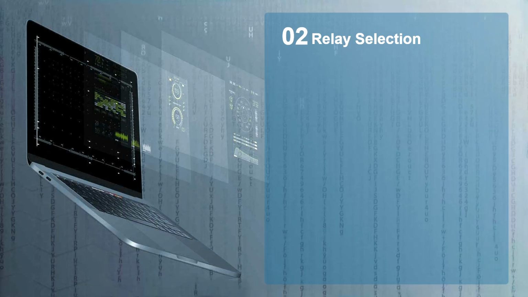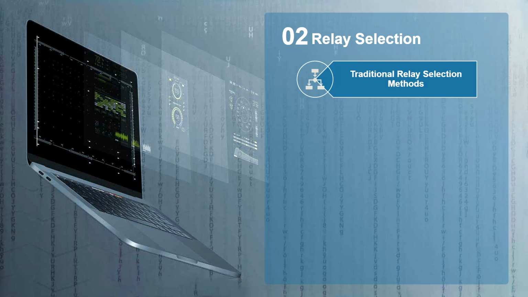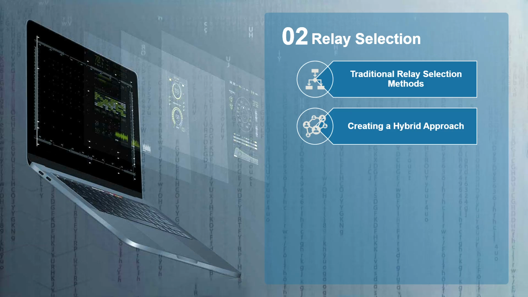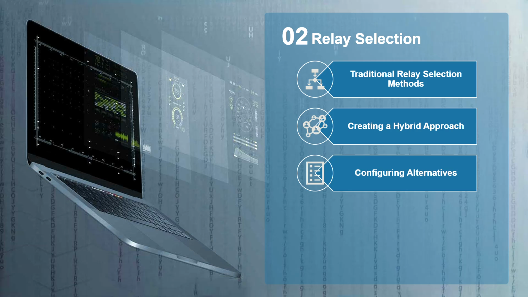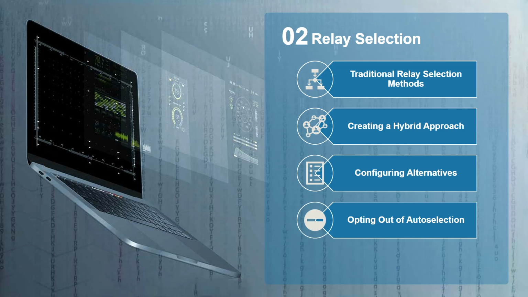Once you have some relays installed, endpoints will be looking to register on them. So let's explore the traditional relay selection methods, some less traditional that combine the best of both worlds, alternatives if the relay isn't available, and the relay equivalent of ghosting your endpoints.